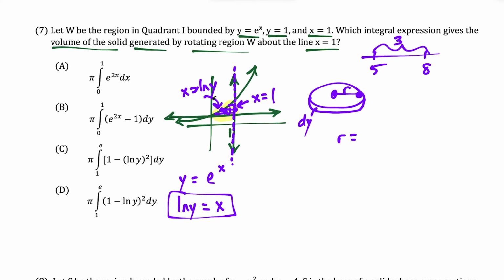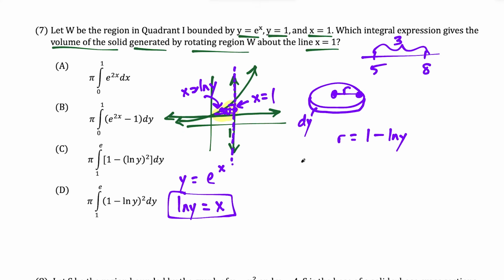I'm going to have my equation on the right in terms of y minus my equation on the left in terms of y. Now, technically, this doesn't have a y attached, but it's an x equals function of y. So I have the function on the right, 1, minus the function on the left, natural log y. Okay, so here's my radius expressed in terms of our functions.